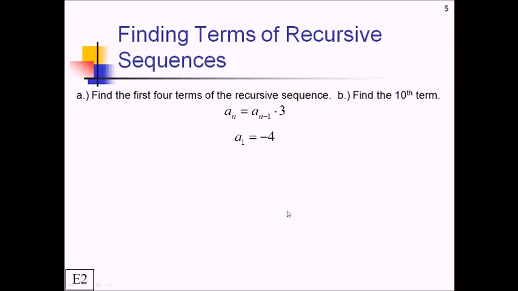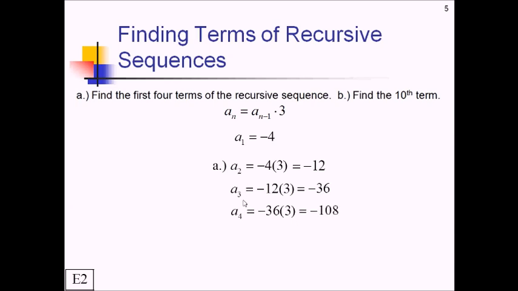Here's another recursive rule example. Pause the video and try this one out. Alright, so for this one, we're multiplying the last term by 3, and we're starting with negative 4. So term number 2, that'll be negative 4 times 3, which is negative 12. For the next term, we just multiply negative 12 by 3, so negative 36. And for the next one, we just multiply negative 36 by 3. So that'll be negative 108.